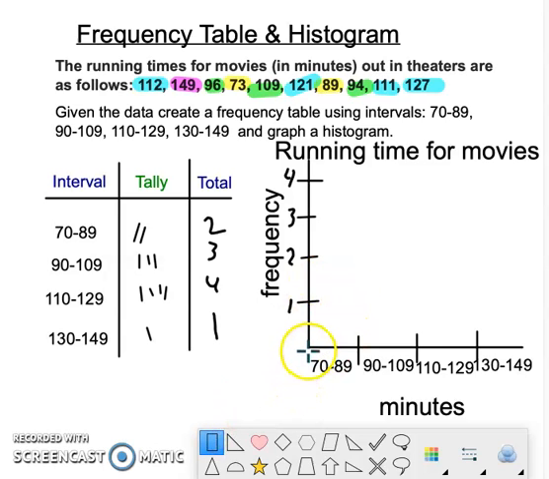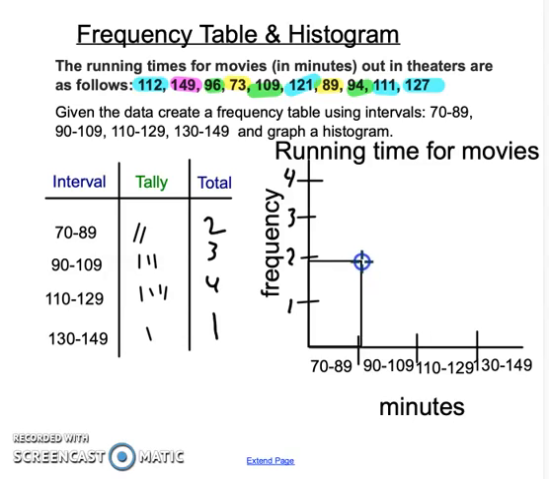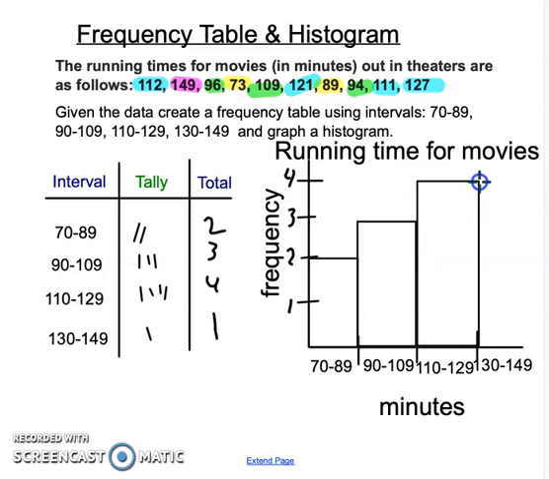Okay, so the first interval from 70 to 89, there were 2 numbers in there. So I'm going to make a bar that goes up to 2. Okay, the second interval goes up to 3, so there were 3 numbers in that range. The next one is 4, because there are 4 numbers in this interval. Okay, and the last one was 1. So I'm just going to go up to 1 for that last one. Okay, so that's what my histogram should look like. Looks like a bar graph.